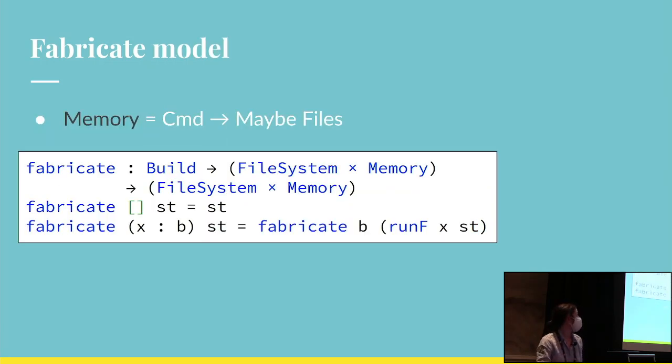And so our model of Fabricate is just an extension of the model of a script, but it has a memory. And the memory is just a mapping from commands to files. So if you've run the command before, there will be a mapping for it in the memory to the list of files that it read in this case. And so we just have a new running function that checks the memory before it runs a command, and it extends the memory after it runs a command. Otherwise, it just runs every command in the build.